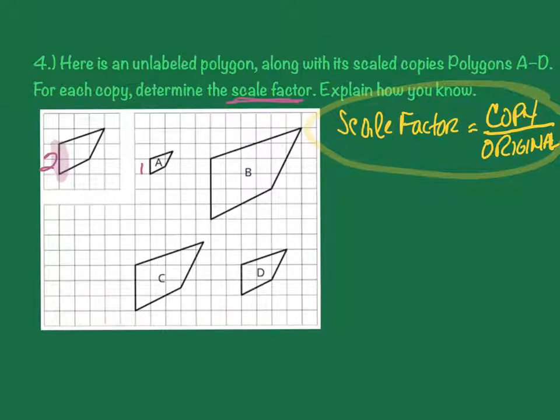So here we go. We'll look at A. Okay, so for shape A, the first copy, I already noticed that it's 1. So my copy is 1 divided by the original, that's 2. So the new one is, of course, 1/2. Right?